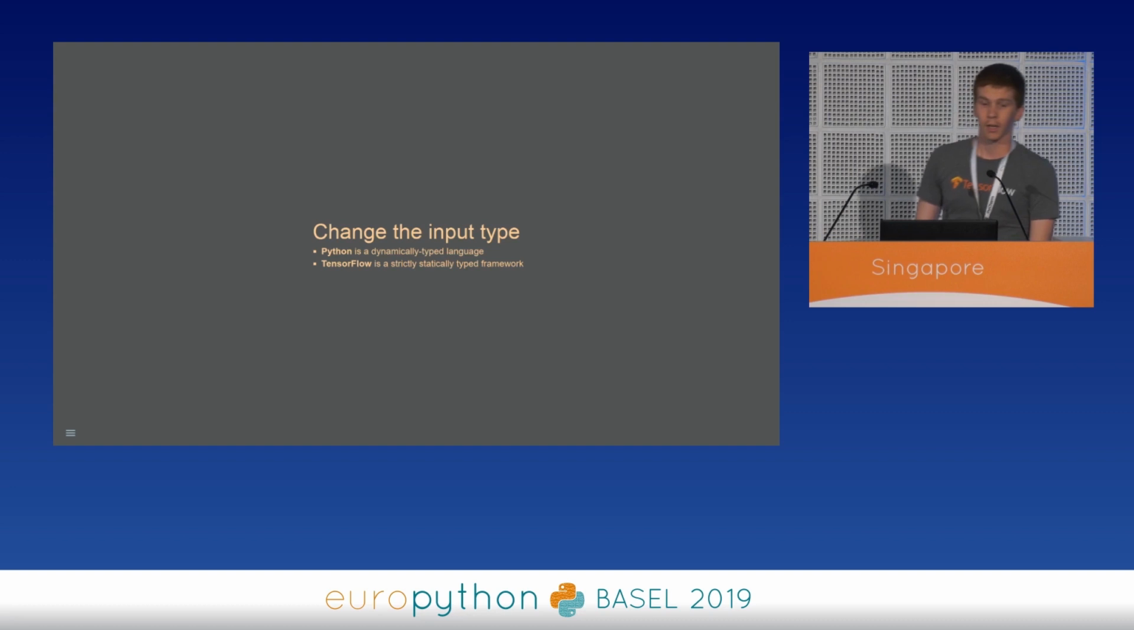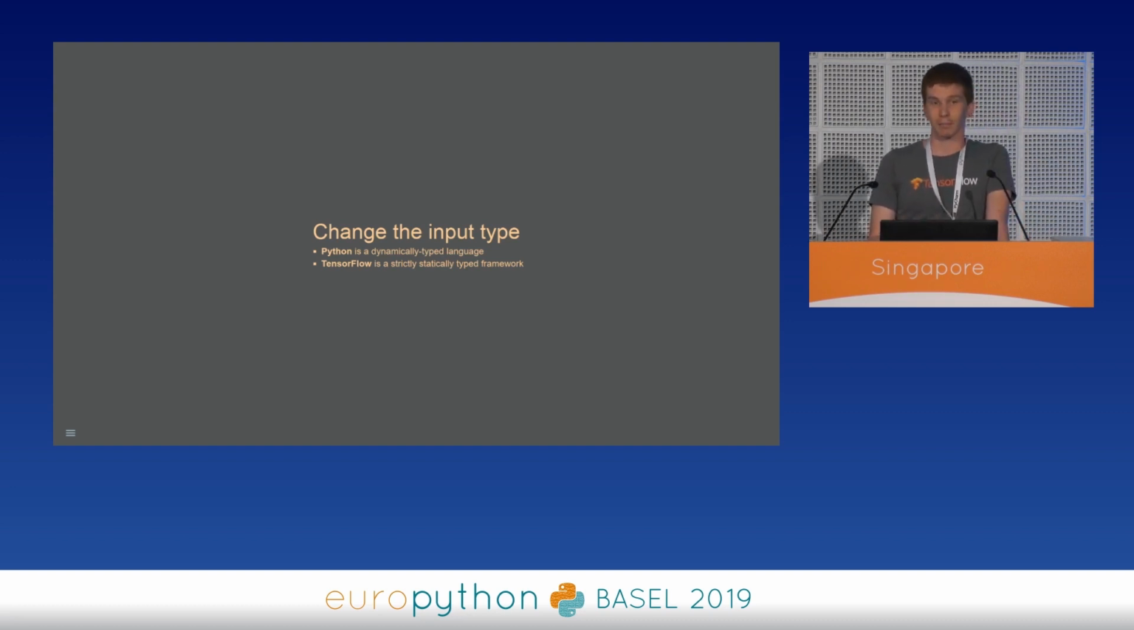OK. This part of the talk is by far perhaps the most important part, since tf.function should bridge two completely different worlds. In fact, Python is a dynamically typed language where a function can accept any input type, while TensorFlow, being a C++ library under the hood, is a strictly statically typed library. And every node in the graph must have a well-defined type and also well-defined shape.